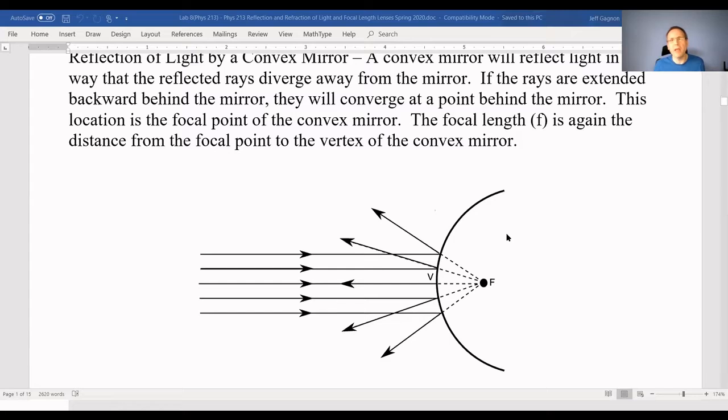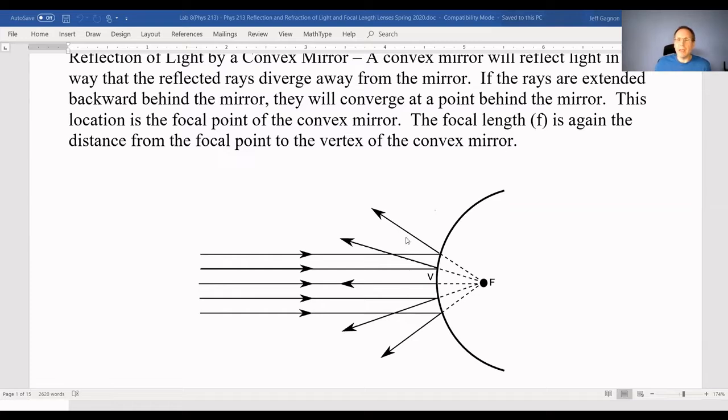All right, now we have the opposite situation. We have a convex mirror, which is really just the opposite side of that concave mirror. So now the light is coming in parallel and it's going to reflect off, right? Again, if I draw a tangent line and then a perpendicular to it, the angle of incidence equals the angle of reflection. But in this case, it reflects off in such a way that the rays diverge away from one another. And of course, the one in the middle is going to go back on itself.